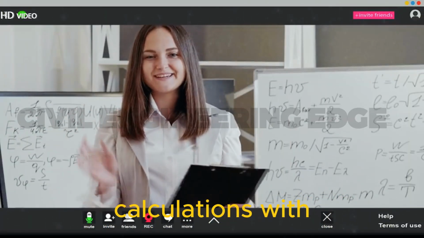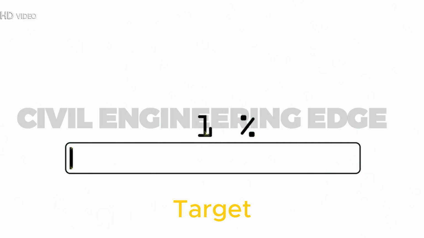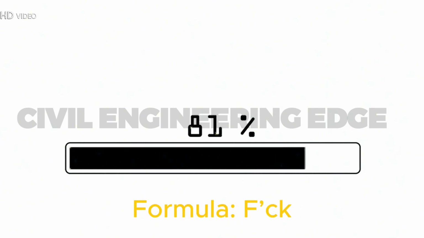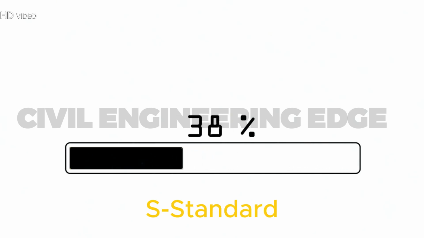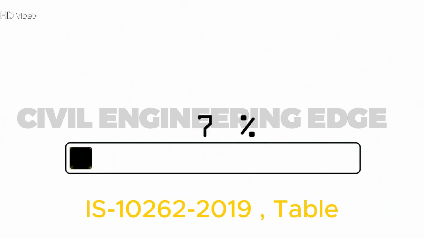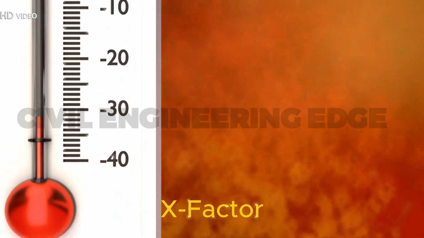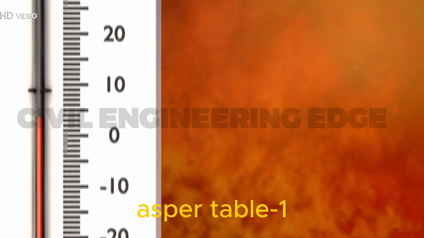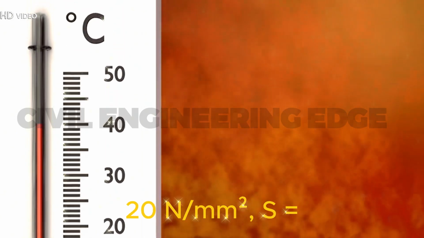Chapter 3. Step-by-step mix design calculation. Visual, stepwise calculations with formula displayed on screen. 1. Target strength calculation. Formula: f'ck equals fck plus 1.65 times S, where S is the standard deviation. IS 10262:2019, Table 2, S equals 4.0, and X is a factor based on grade of concrete as per Table 1, X equals 5.5. Given, fck equals 20 Newton per square millimeter, S equals 4.0 Newton per square millimeter.